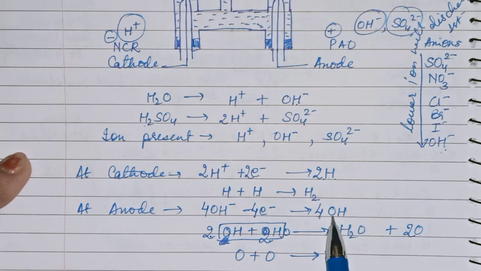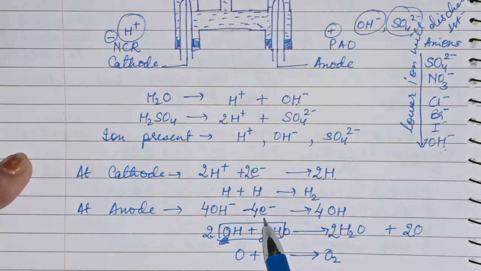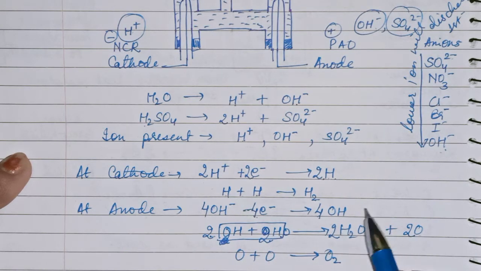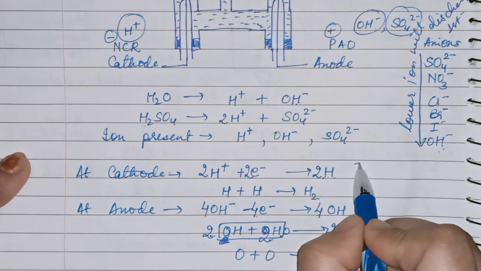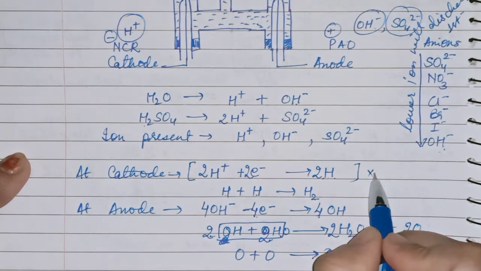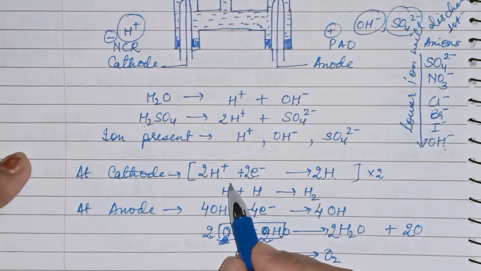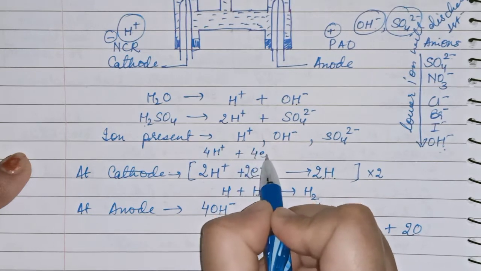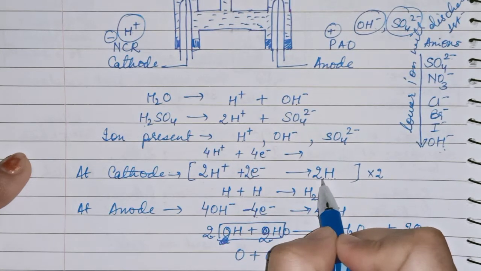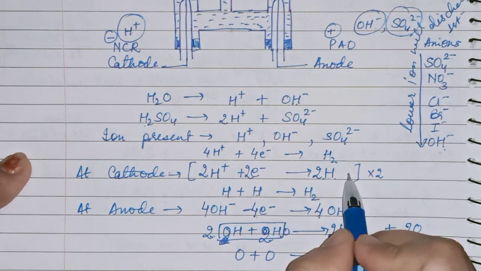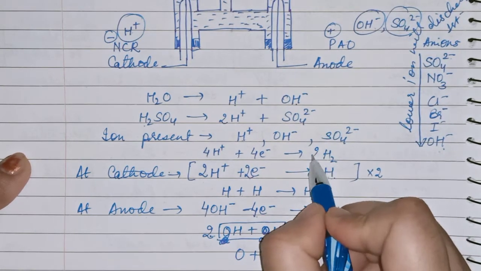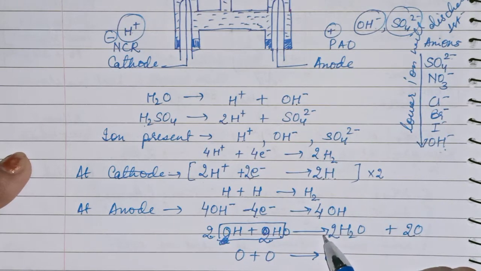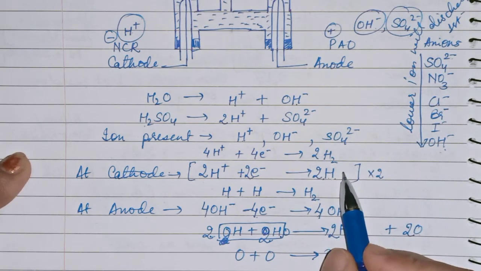If you are putting 4 over here, you have to multiply the full equation by 4. Here one thing you have to note, that you have to balance electrons also. Here it is 4 electrons, but here it is only 2 electrons. So how will it get 4? You have to multiply this equation by 2. Now this equation will be 4H plus 4 electrons gives 2H2. So 2H2 will give 4H atoms. Like this it will be a balanced equation.